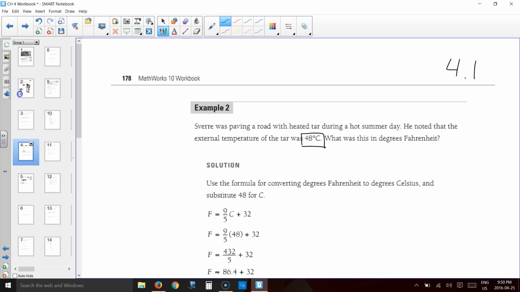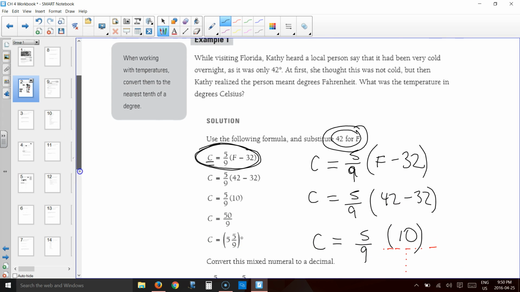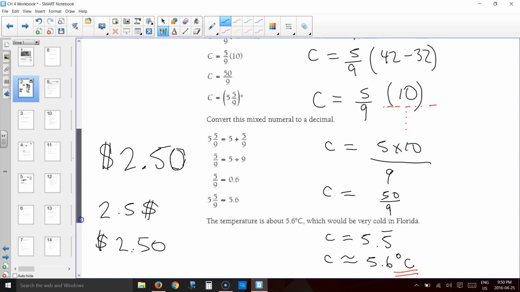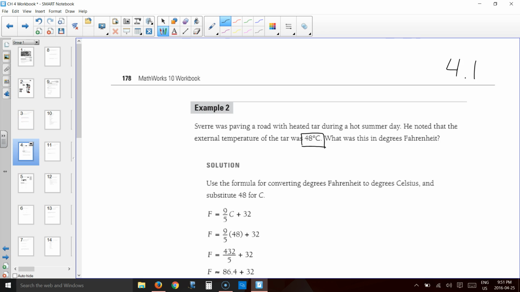So in the first question we did in 4.1, in example 1, we had Fahrenheit and we were turning this into Celsius. So we use this formula here. All we did was take the formula and drop in our value of 42, and then we just crunched these numbers, and we found out at the end what the equivalent amount was in Celsius. Well, we're doing the same thing. The only difference here is we have Celsius this time and we're trying to find Fahrenheit.